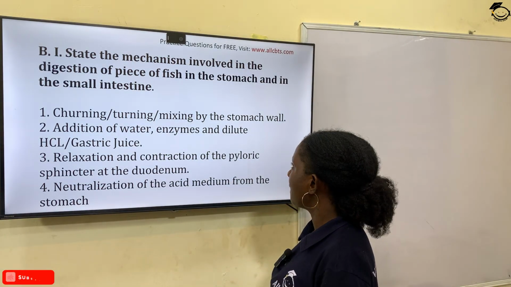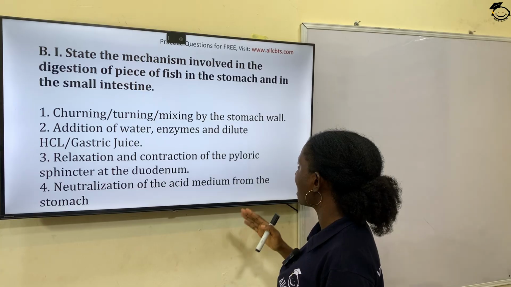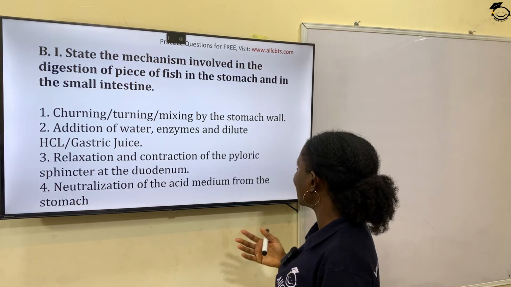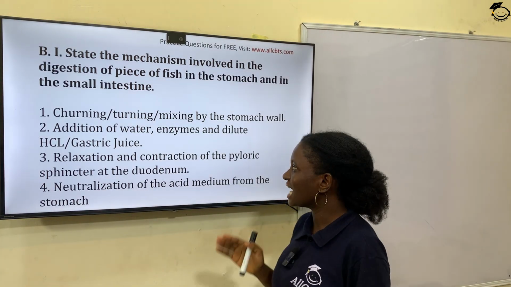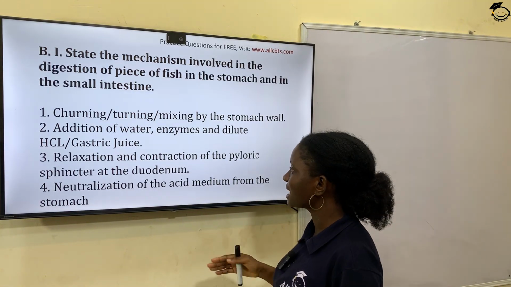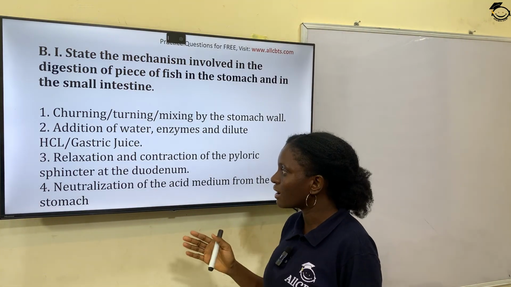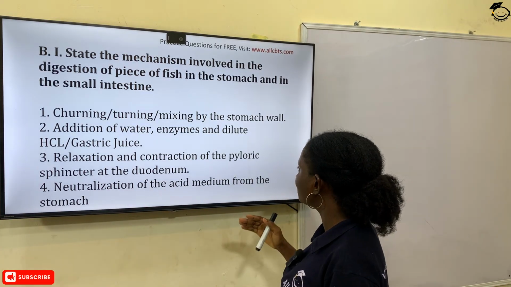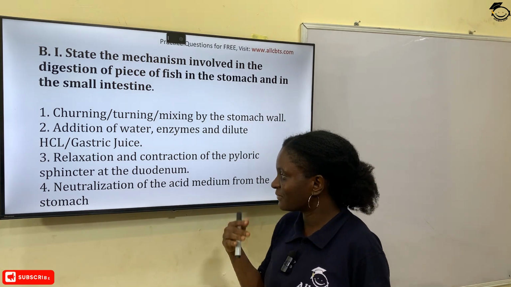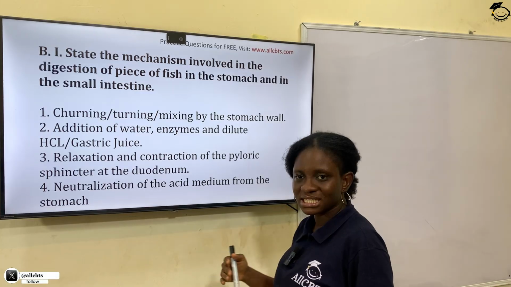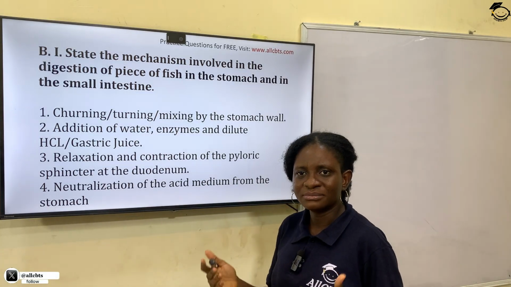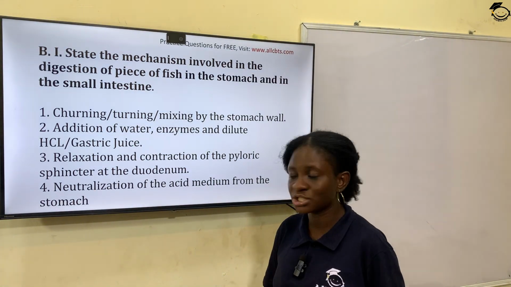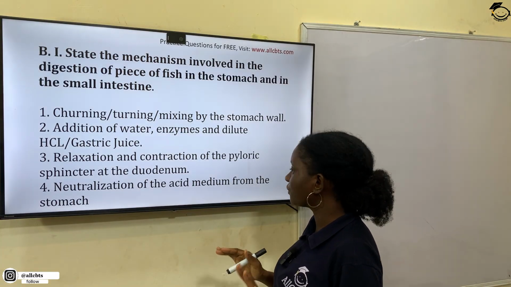The first step, mixing by the stomach wall. There's mixing of the fish ingested by the stomach wall. After that, addition of water, enzymes, and HCl or gastric juice. Then 3, relaxation and contraction of the pyloric sphincter at the duodenum. So there's relaxation, there's contraction after the enzyme has acted on the food substance. Then the final step, neutralization of the acid from the stomach.